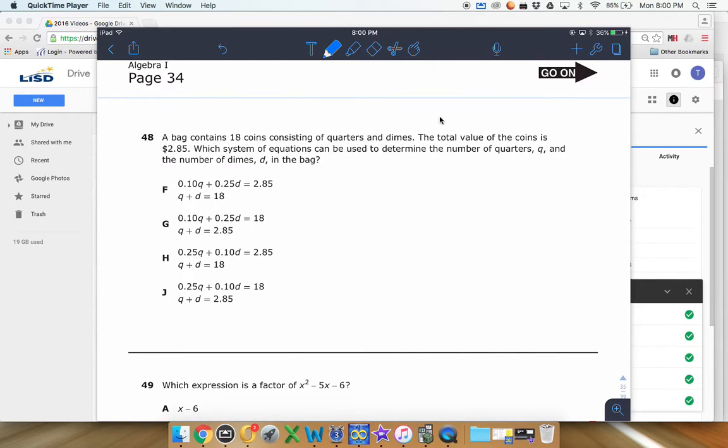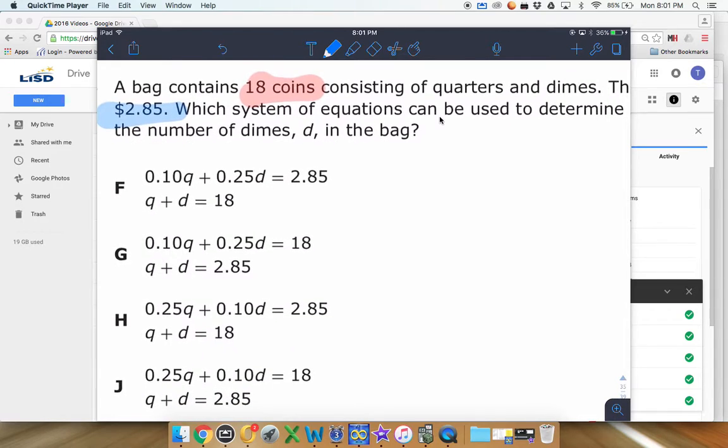48, a bag of coins, 18 coins. Notice that's a total amount of coins. 18 coins consisting of quarters and dimes. The total value of the coins is $2.85. So you have two different totals here. Which system of equations can be used to determine the number of quarters? They're not even asking for what the solution is. They're asking for what's the equation.